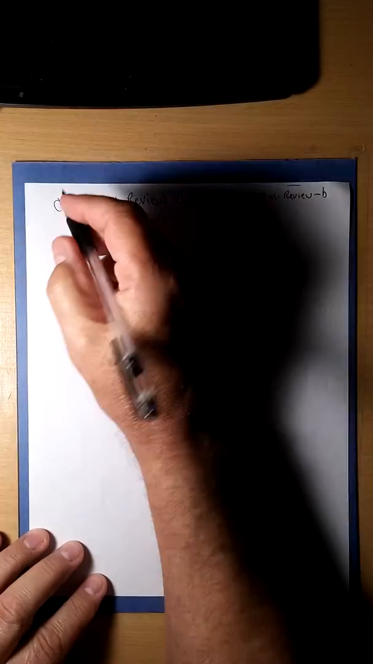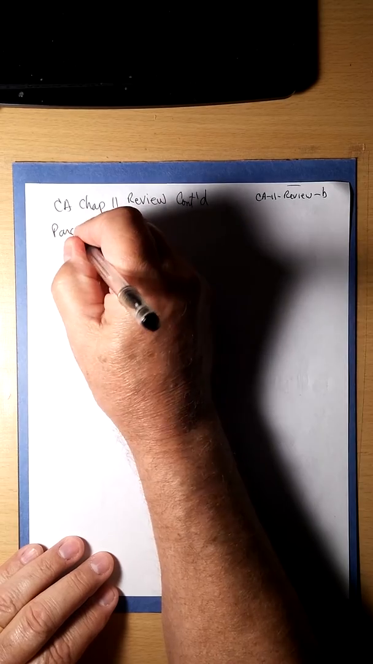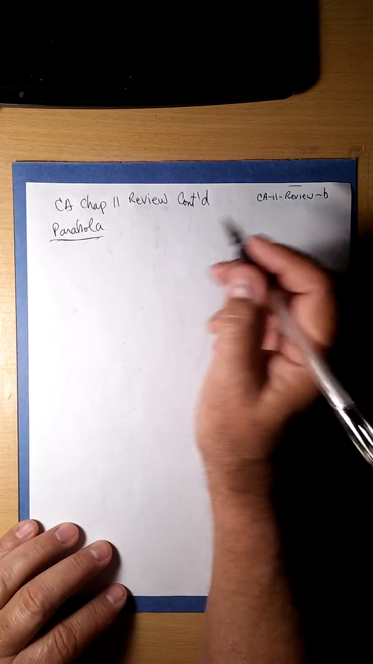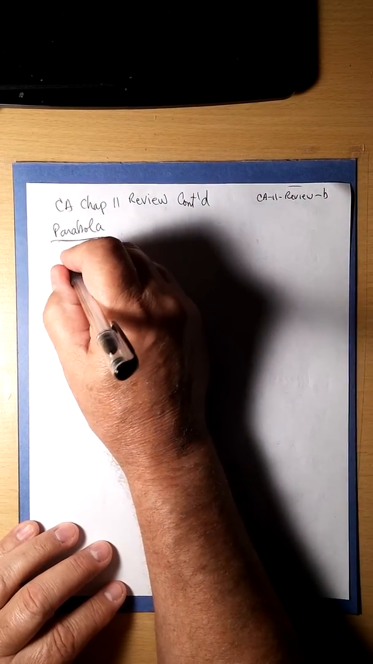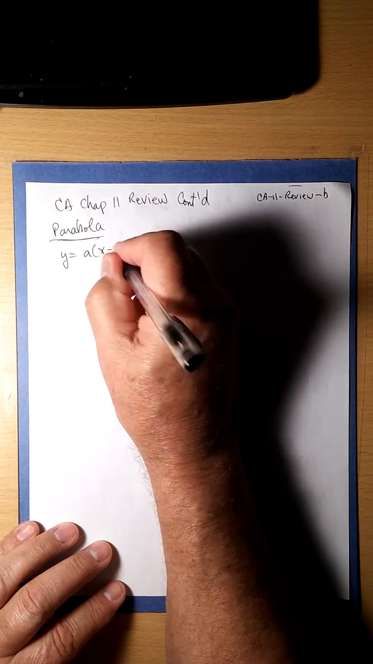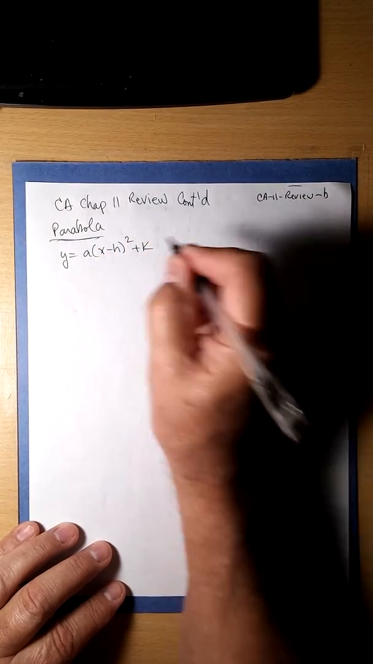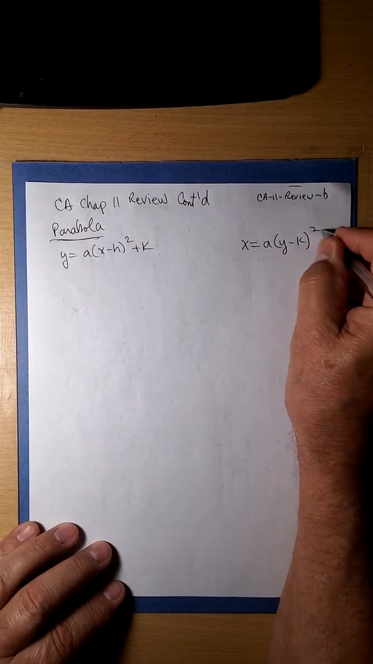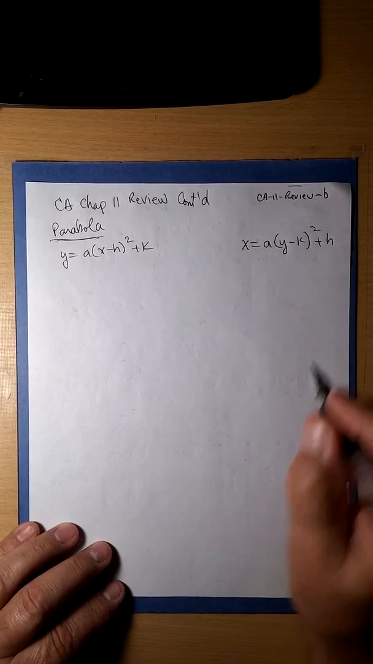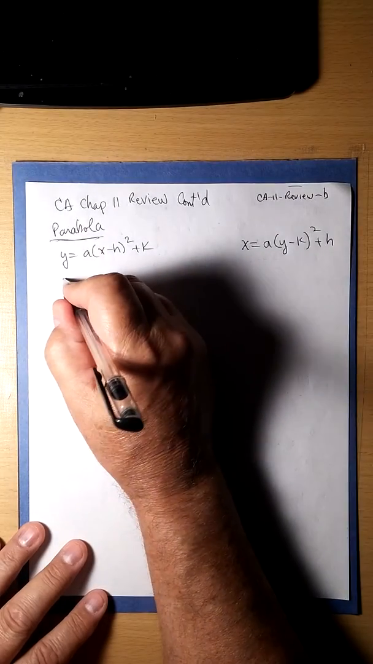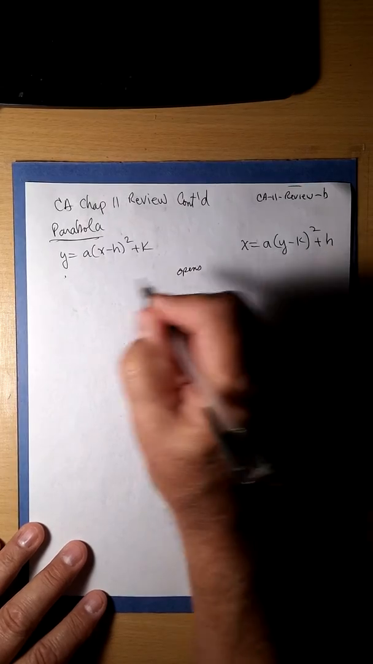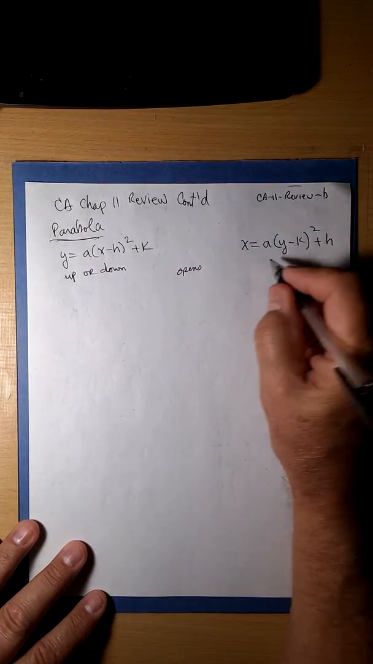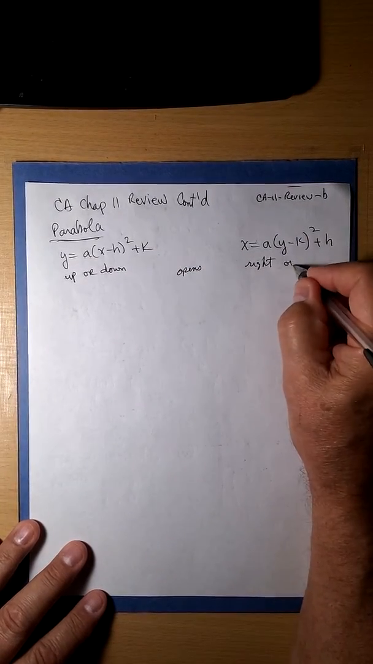So, continuing with the review, what about a parabola? Well, this has two graphing forms: y equals a(x minus h) squared plus k, and x equals a(y minus k) squared plus h. This one opens up or down. This one opens right or left.